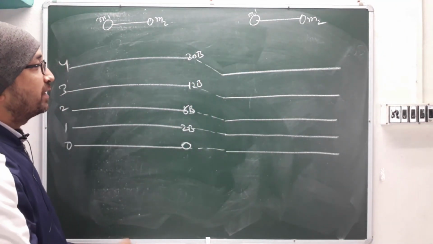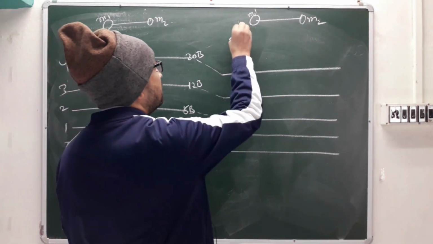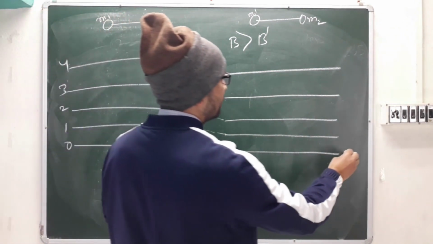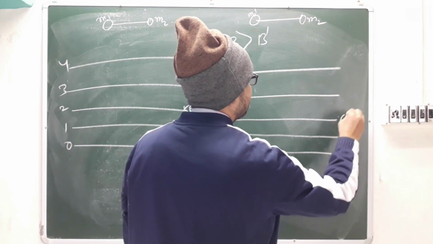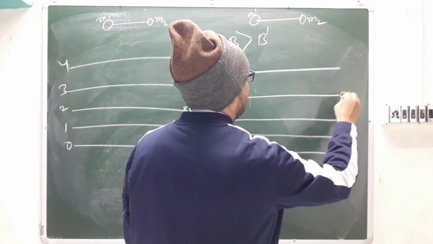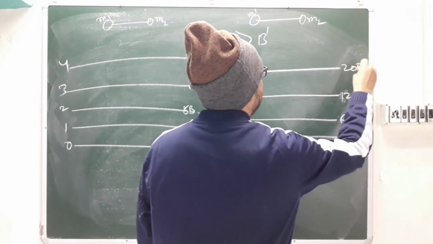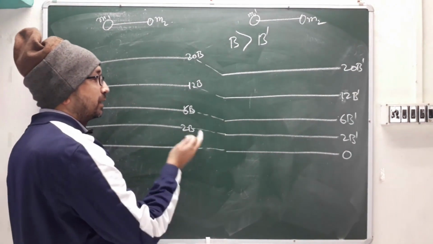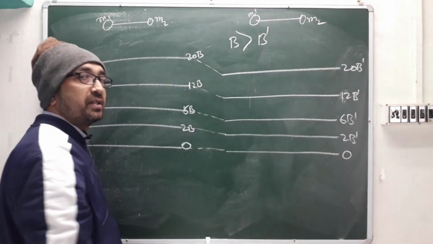Why is this happening? Because your B value is getting changed. We already know that B is greater than B prime, right? So whatever values we are getting here, it will be 0, 2B prime, 6B prime, 12B prime, and 20B prime. So if B prime is lesser, obviously this value will be lesser, right? And all are in per centimeter, correct?